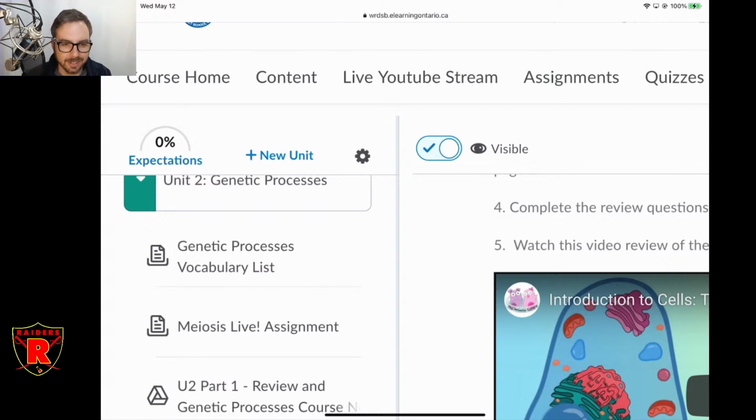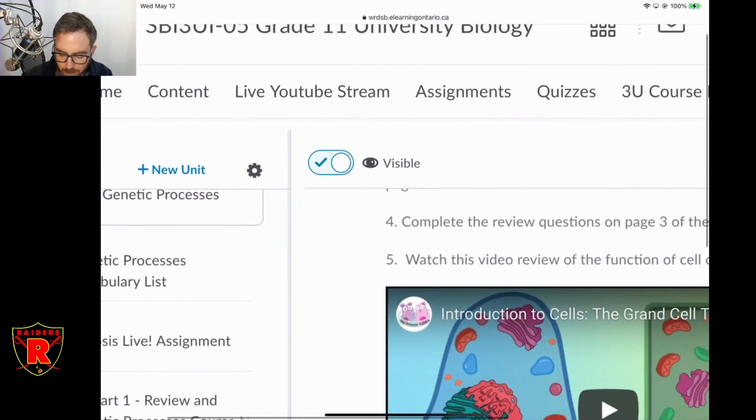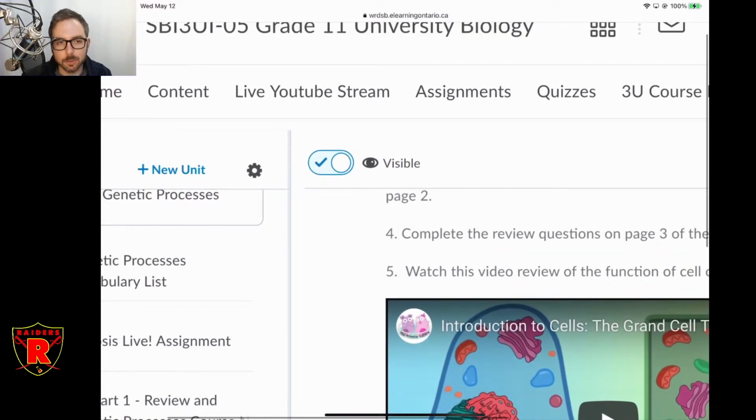Keep in mind that you need to make a new homework document as well for this unit. So it's a separate Google Doc for your textbook homework for each unit. So when we get to the textbook homework for this part, you will need to create a new homework document.